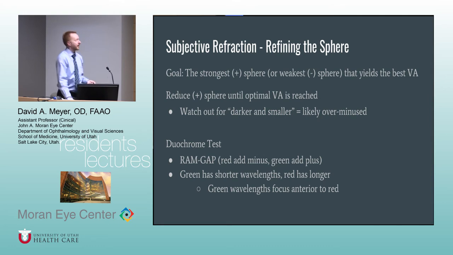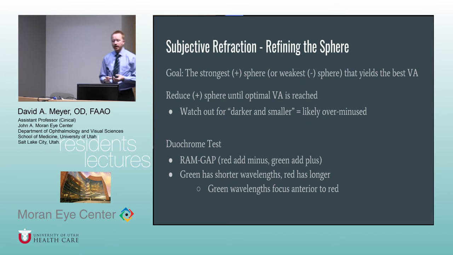So refining the sphere, basically you want the strongest plus or the weakest minus that yields the best VA. So you basically try to reduce the plus sphere until optimal VA is reached. Watch out, because a lot of times patients make this comment. They're like, what's better, one or two, or what's clearer, they'll say two. And they say, oh, and also it's darker and smaller. You don't really want the patient to say that it's darker and smaller, because that probably means you gave them too much minus.